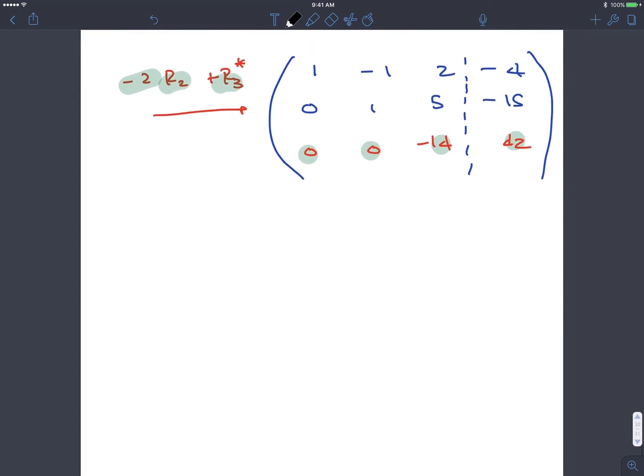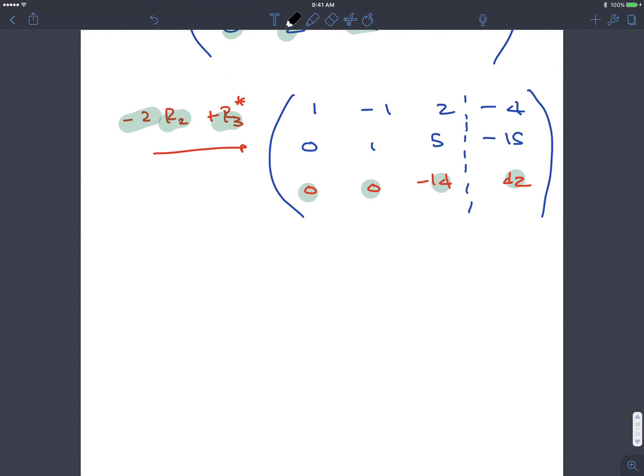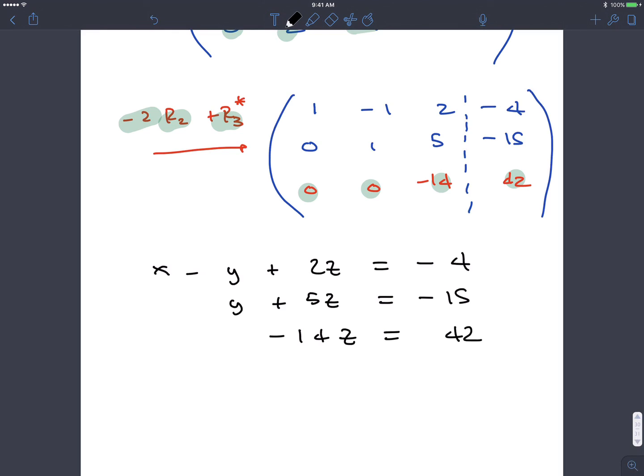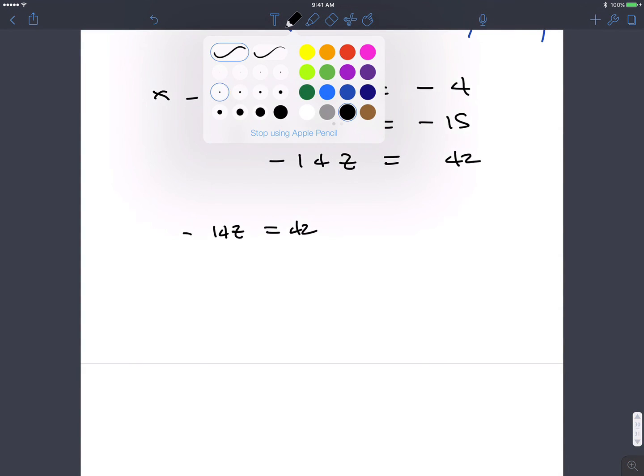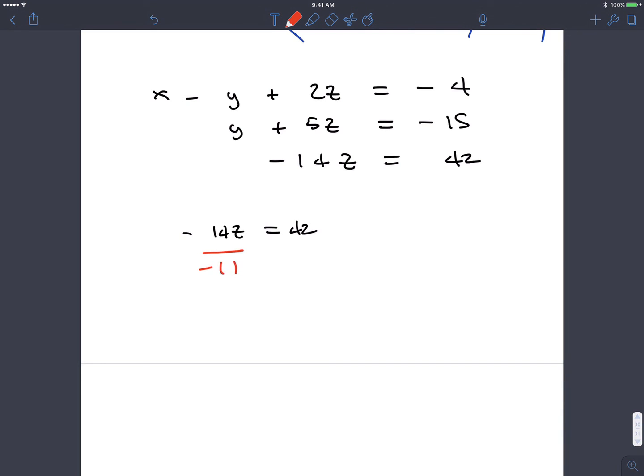So we get coefficients now here for a system that look like this. X minus y plus 2z is negative 4. Y plus 5z is negative 15. And negative 14z is positive 42. So let's solve for z in this last equation and see what we get. Let's divide both sides by negative 14.